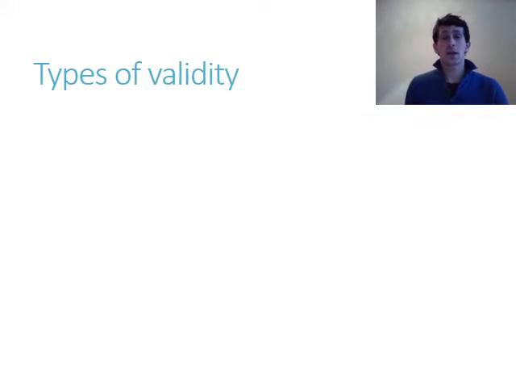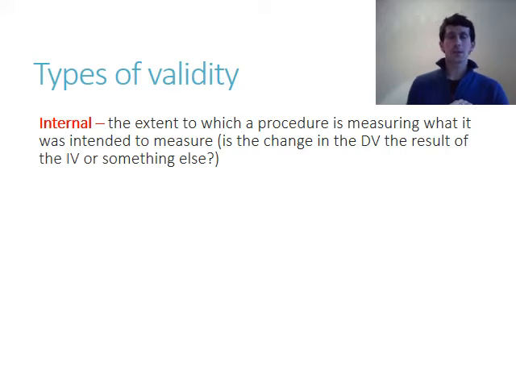So the first thing we're going to have a look at now are the different types of validity. Internal validity refers to whether a procedure is actually measuring what it's supposed to measure. So are the changes in the measurement of our dependent variable down to the independent variable or not? Are they down to other factors or other extraneous variables? If the results are down to other extraneous variables, then the study lacks internal validity. If the results are mainly down to our independent variable, then the study has high levels of internal validity.